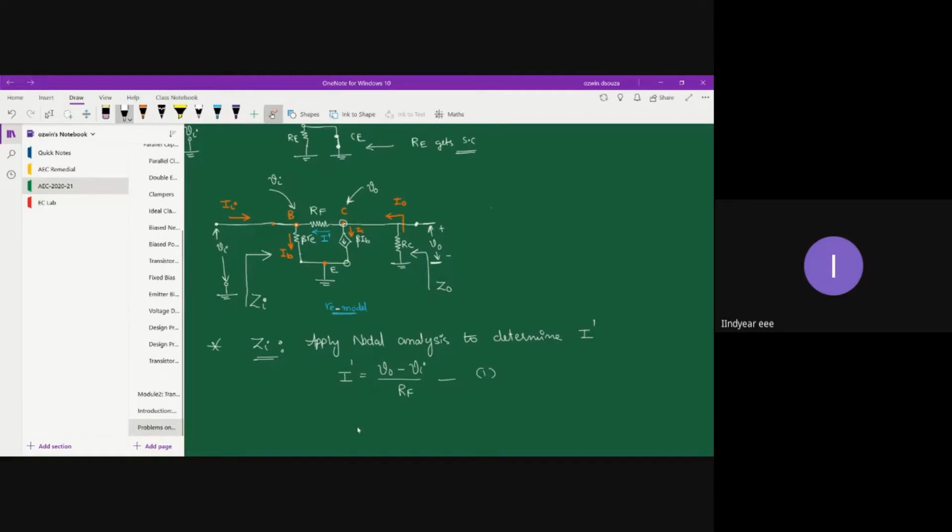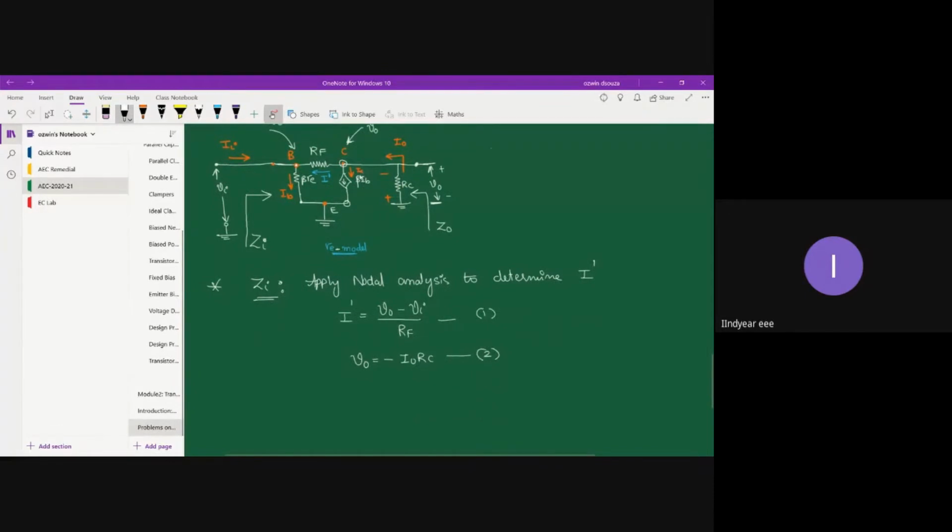Also, you can write V0 as follows. We have taken the standard output voltage convention as lower side negative, upper side positive, but the actual current I0, when it flows through the resistor RC, produces the output voltage in the flipped manner. So V0 can be written as minus I0 into RC. That will be equation 2.